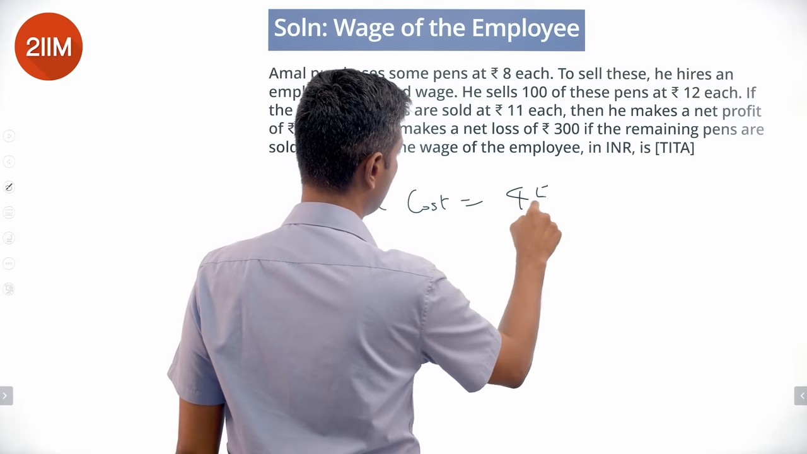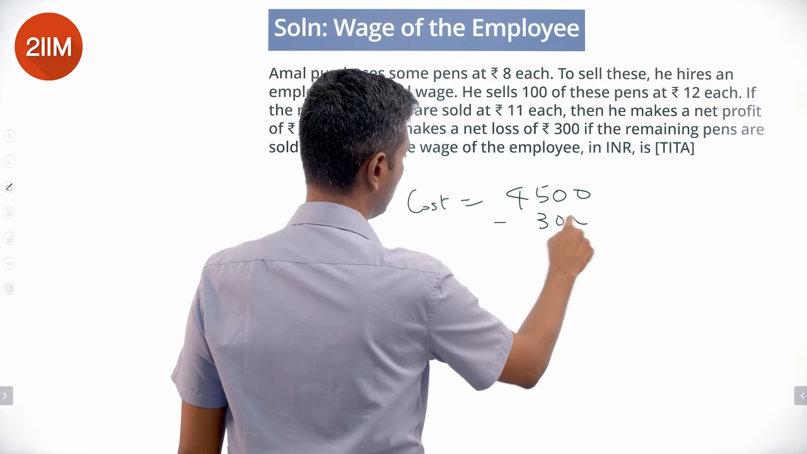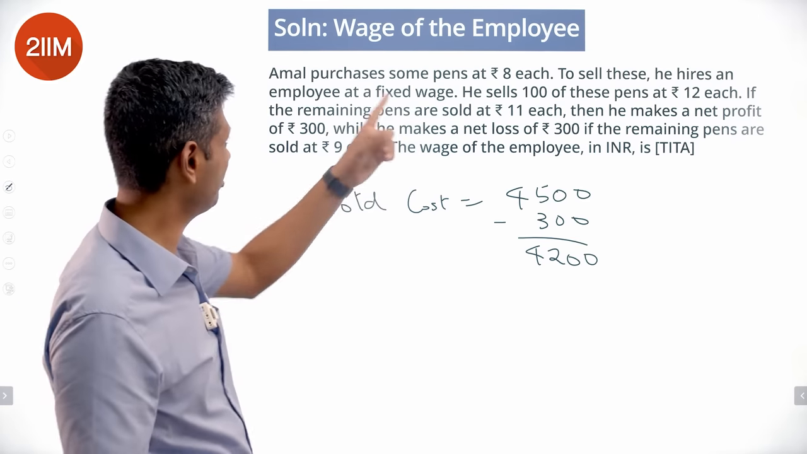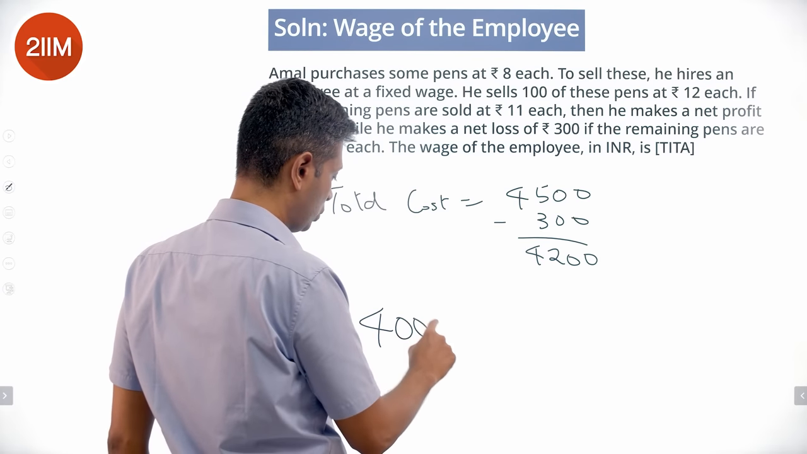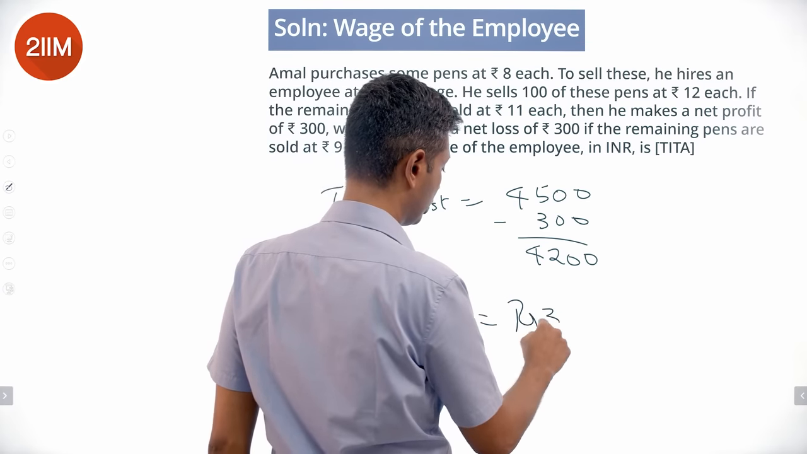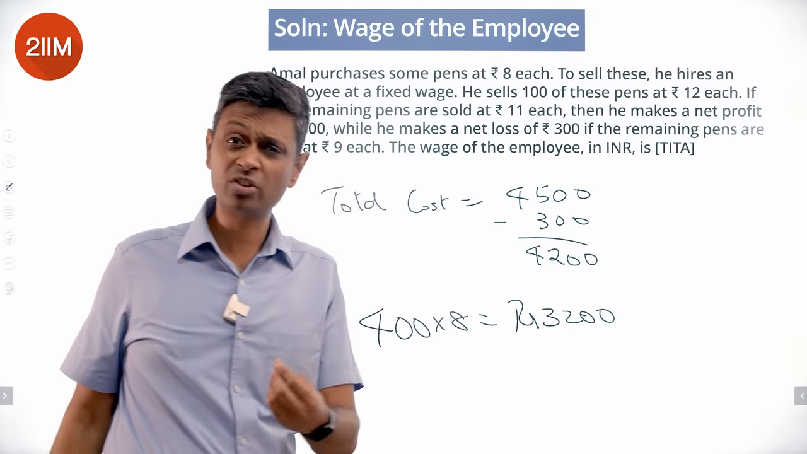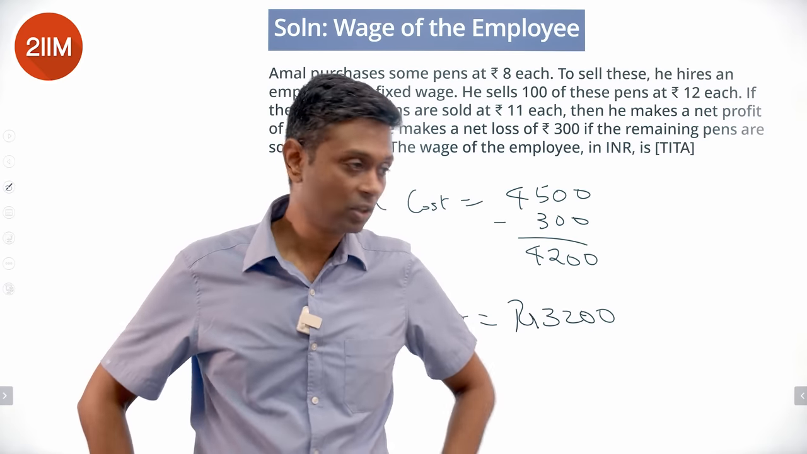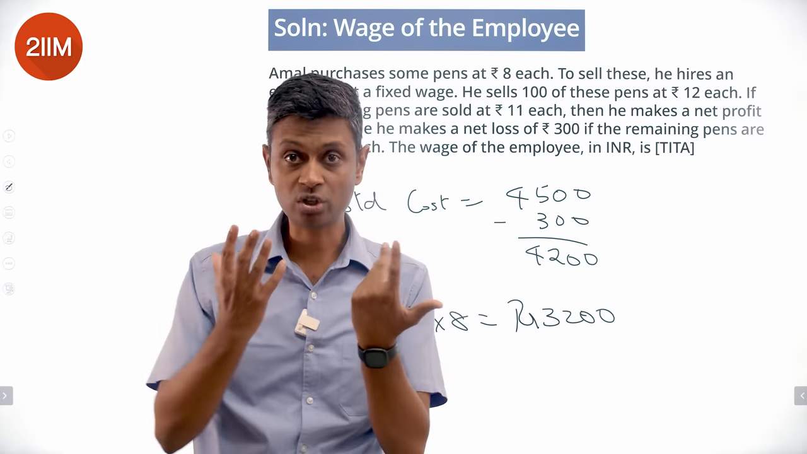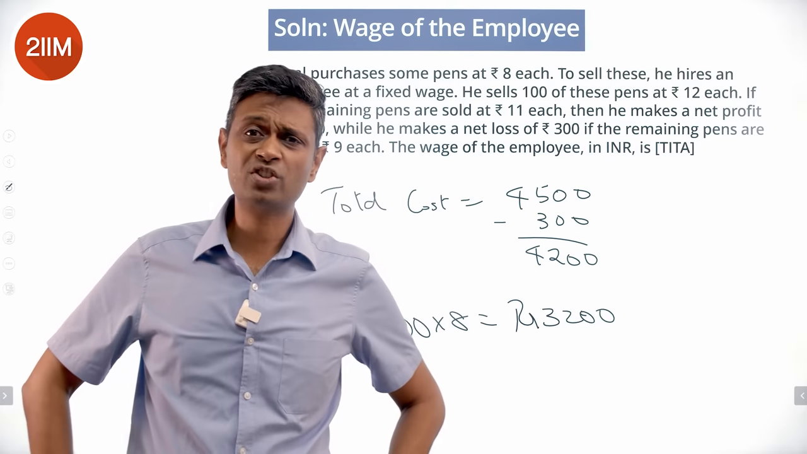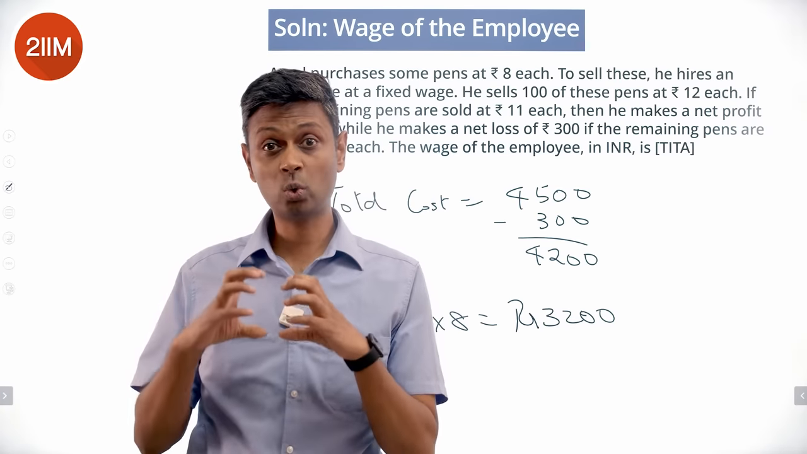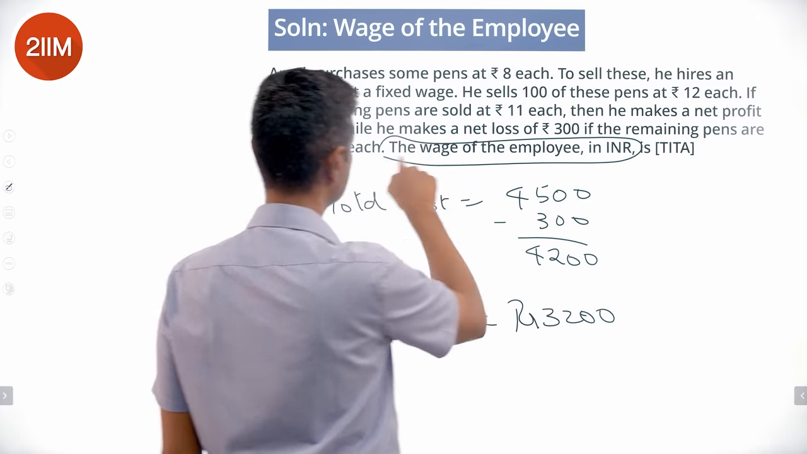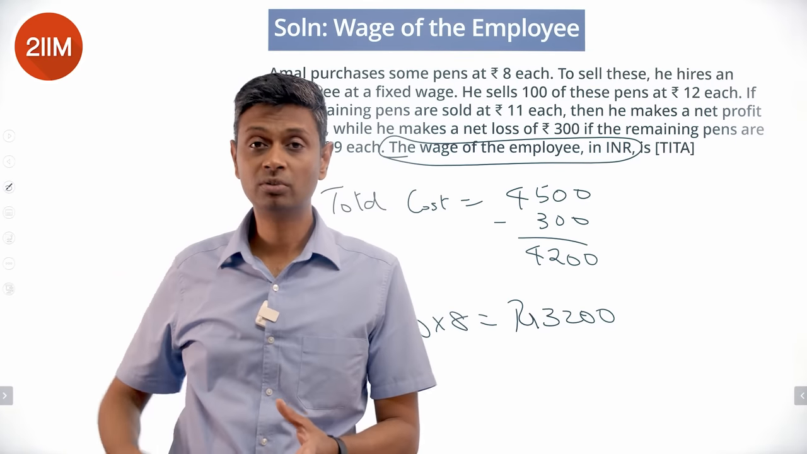He makes 300 rupees, so his total cost is 4500 minus 300, which is 4200. In selling 400 pens, he buys them at rupees 8 each. 400 into 8 is rupees 3200. So his total cost of purchase is 3200, but his total landed cost is 4200. It has cost him 1000 bucks to sell. Cost of production plus cost of selling is the total cost. Cost of production or cost of purchase is 3200, but his total cost is 4200. The missing 1000 bucks is the wage of the employee. It cost him 1000 rupees for the act of selling this.